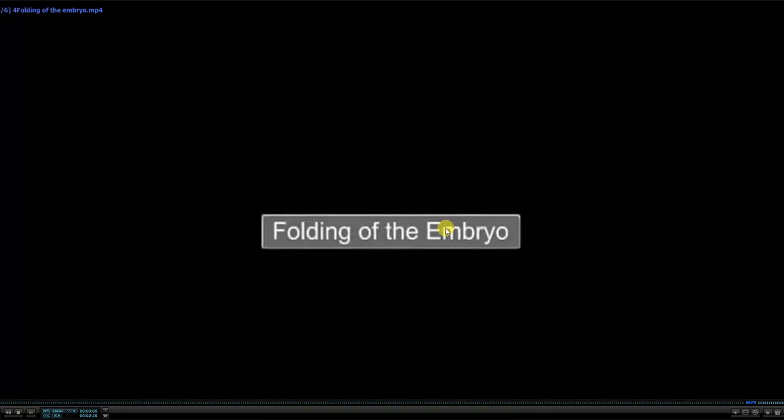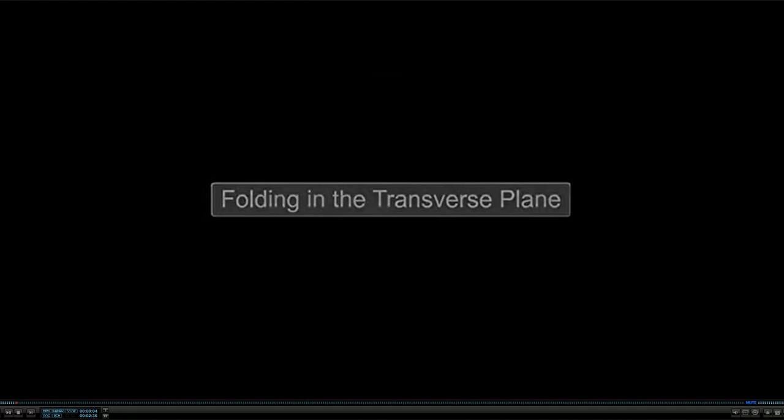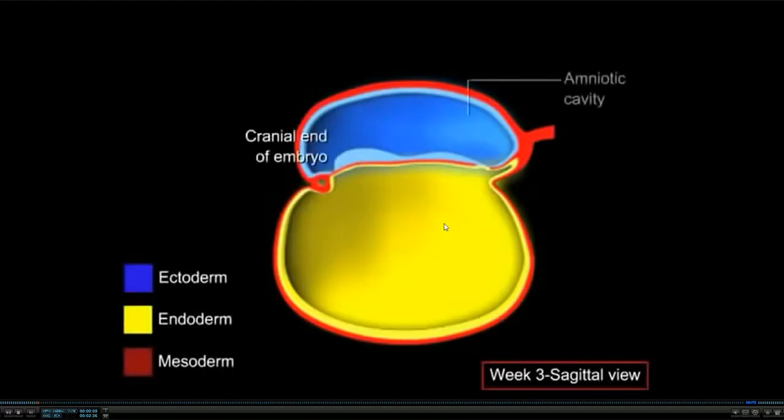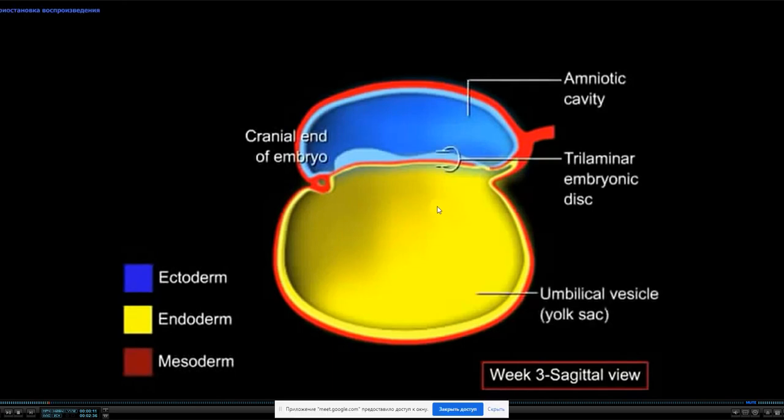Okay, let's talk about folding very shortly, and then we'll start the respiratory tract embryology. So now here we see after the gastrulation we have these structures. I hope you remember: amniotic cavity, yolk sac, ectoderm in blue, then mesoderm in red, and here endoderm.